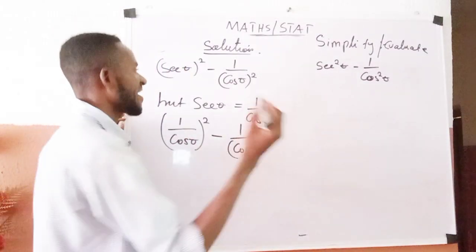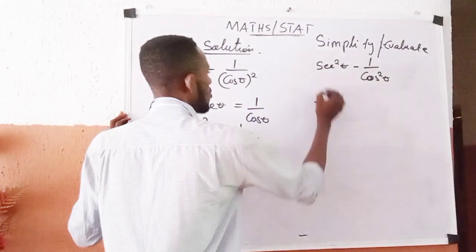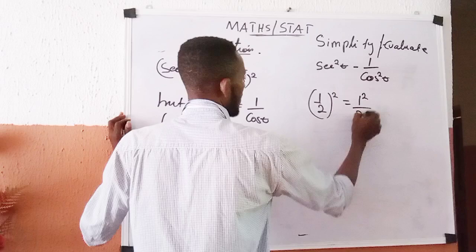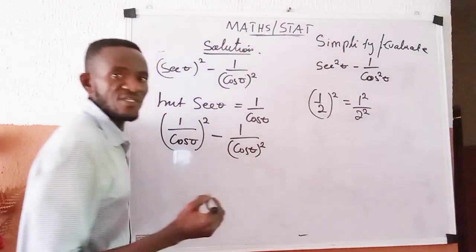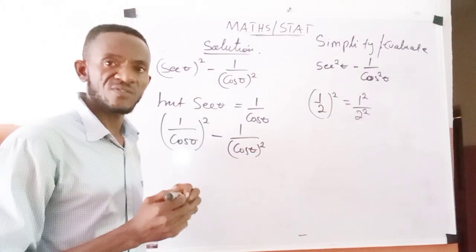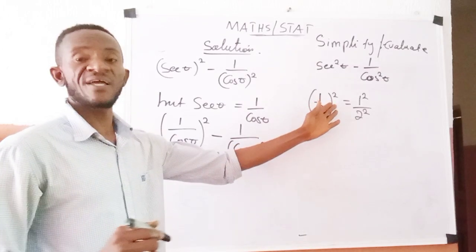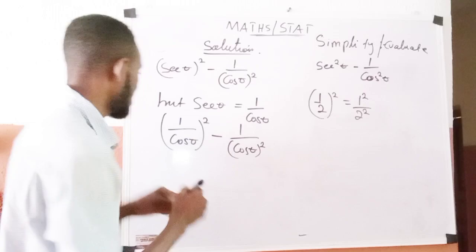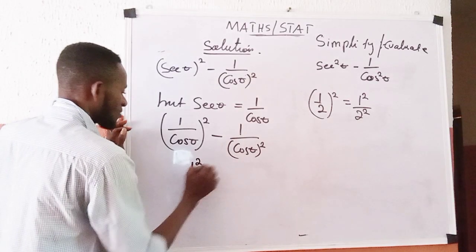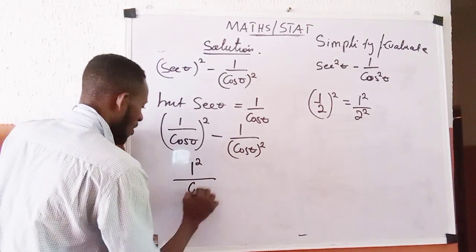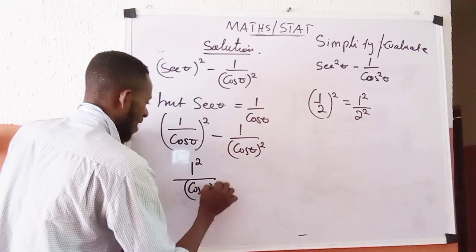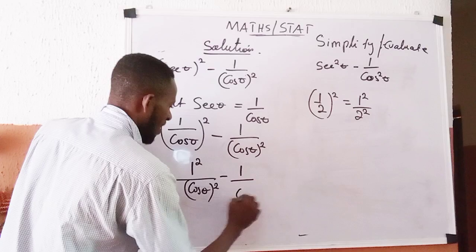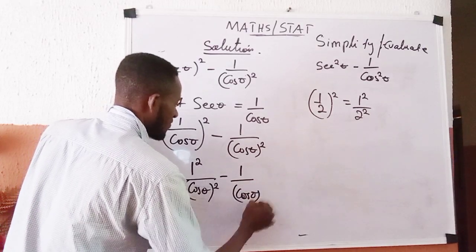Remember that any time we have something like 1 over 2 all raised to power 2, this thing becomes 1 raised to power 2 all over 2 raised to power 2. Of course, this thing applies in mathematics. So applying this to what I have before me now, it becomes 1 raised to power 2 all over cos of theta all raised to power 2. The sign here is minus. I come here. This is 1 all over cos theta all raised to power 2.